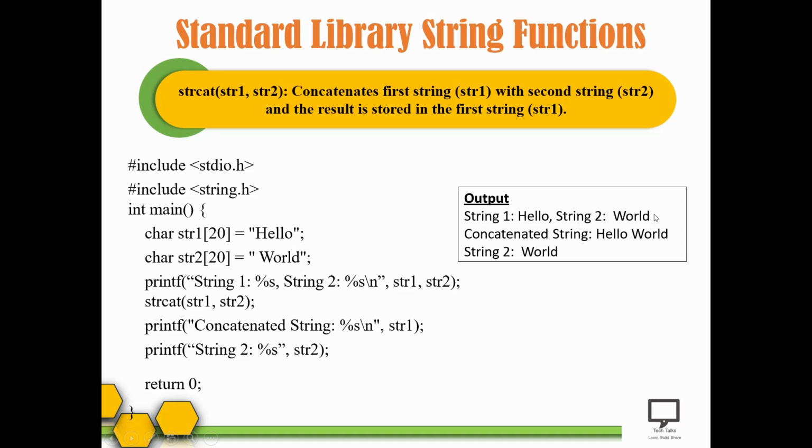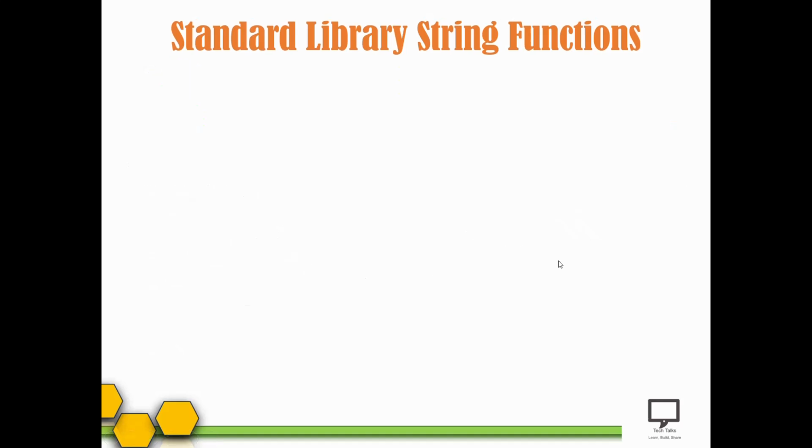String 1 is hello, string 2 is world. After concatenation, the concatenated string which we have displayed, here you can see string 1 we have displayed, because the result will be stored into string 1. It is nothing but hello world, and string 2 is only world. There will not be any change in string 2.